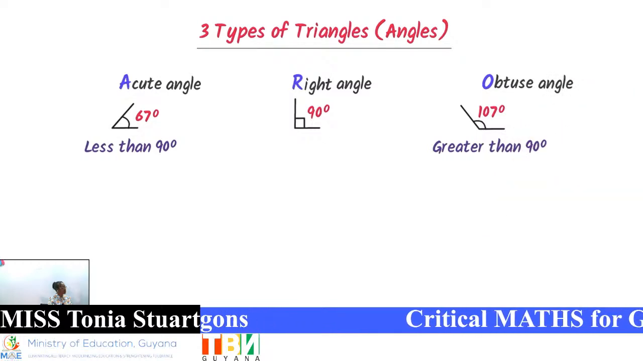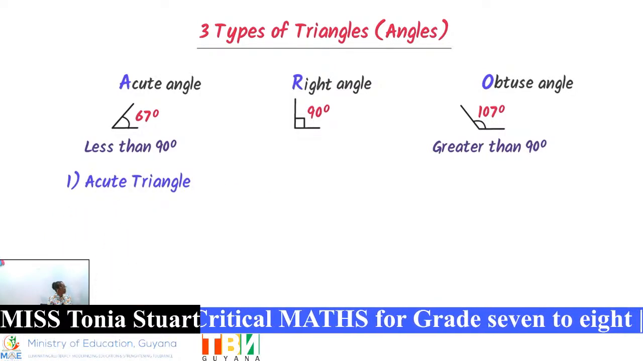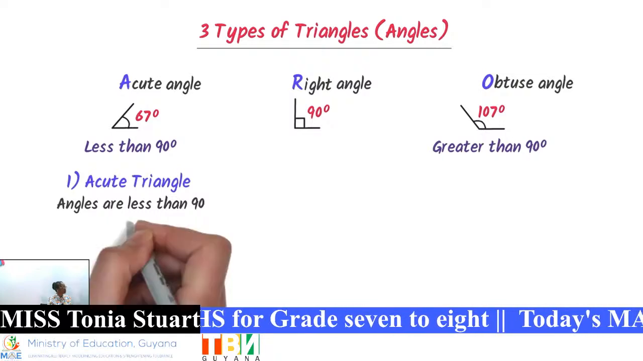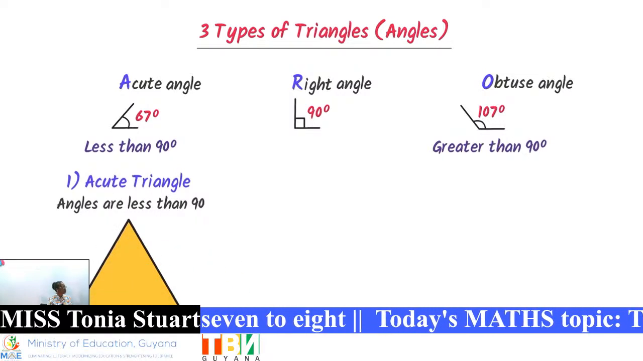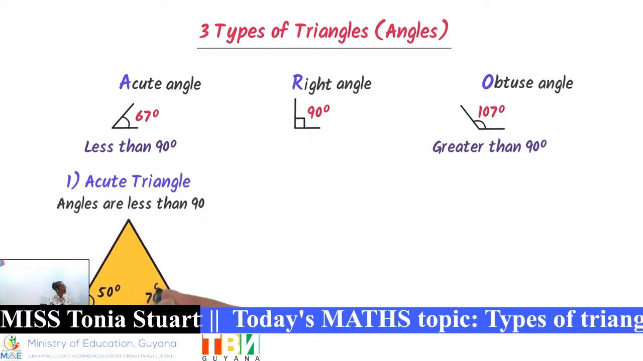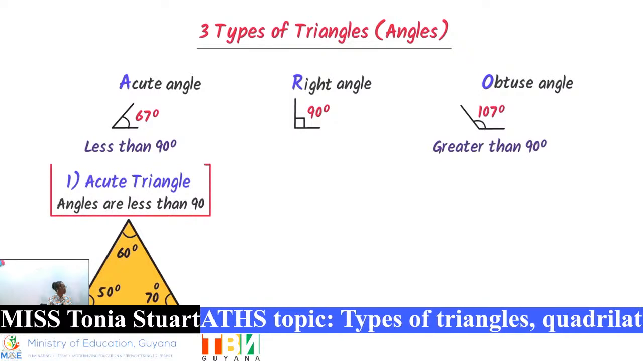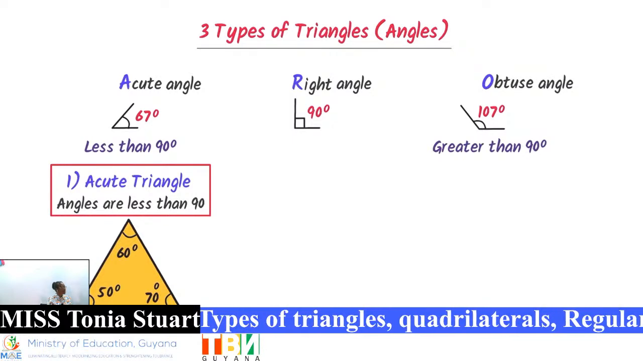Now on the basis of angles, the first type of triangle is acute triangle. Those triangles in which all the angles are less than 90 degree are called acute triangles. For example, in this triangle, this angle is 50 degree, this angle is 70 degree, this angle is 60 degree. Here, all the angles are less than 90 degree, so it is acute triangle.